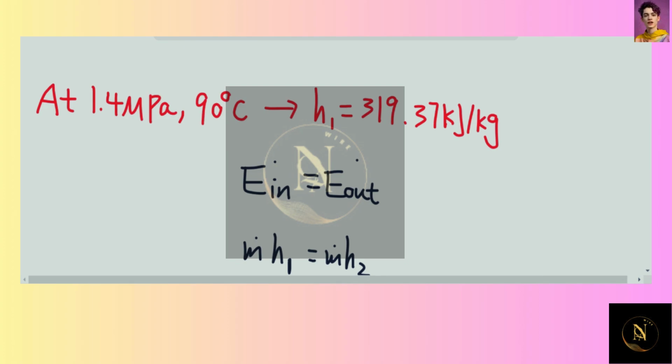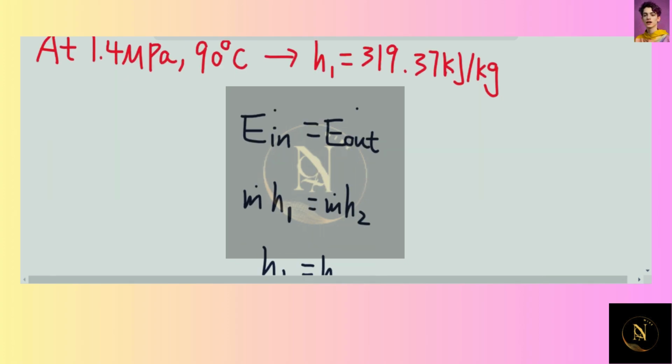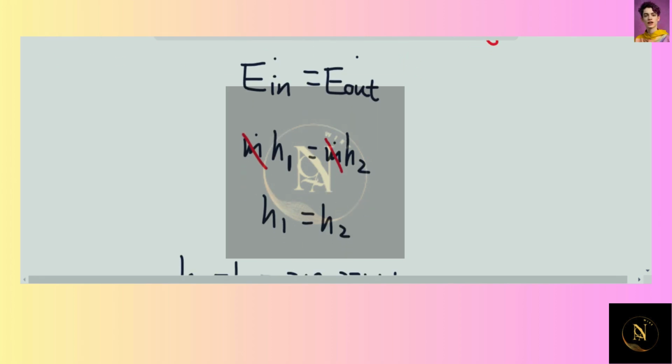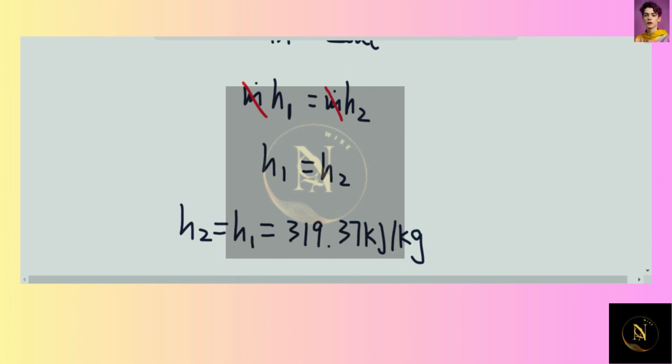Now let's apply the energy balance equation, which is E dot in equal to E dot out. If we expand it, we have m dot h1 equal to m dot h2. As you can tell, m dot can be cancelled out. So this gives us h1 equal to h2, which means that the enthalpy is constant through the process. Therefore, h2 equals h1, which is equal to 319.37 kilojoule per kilogram.